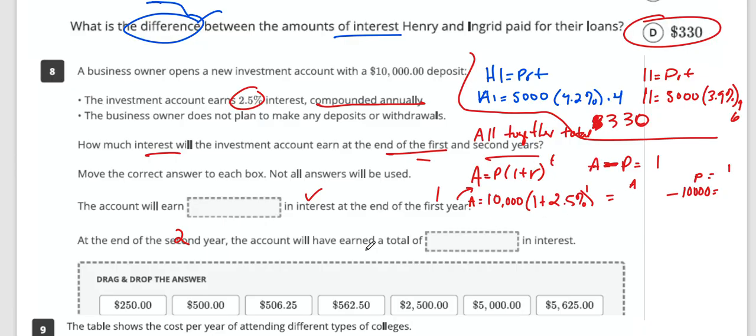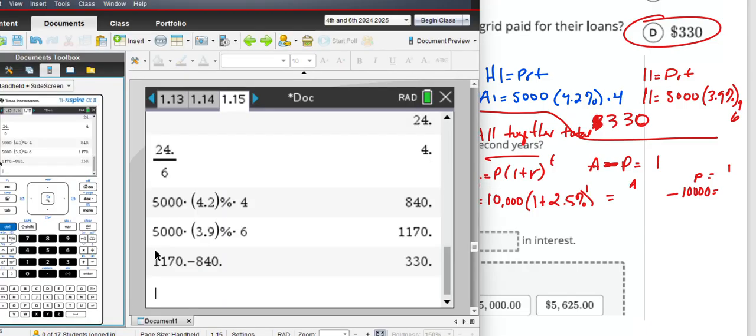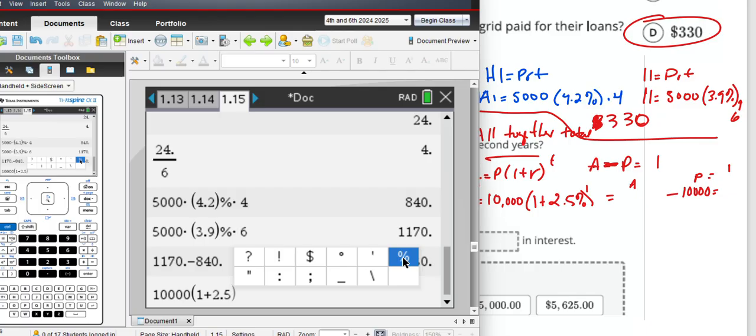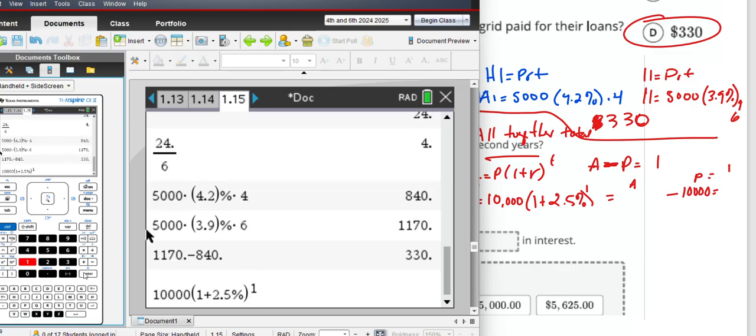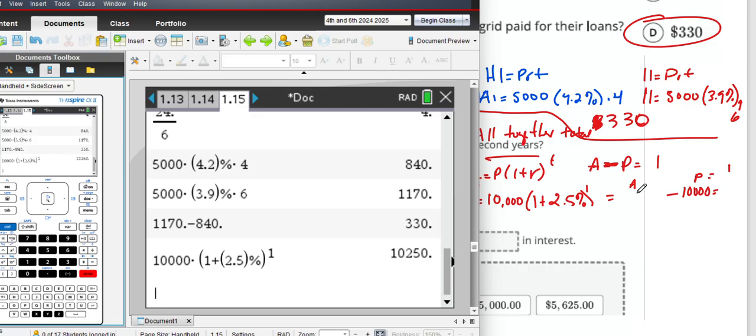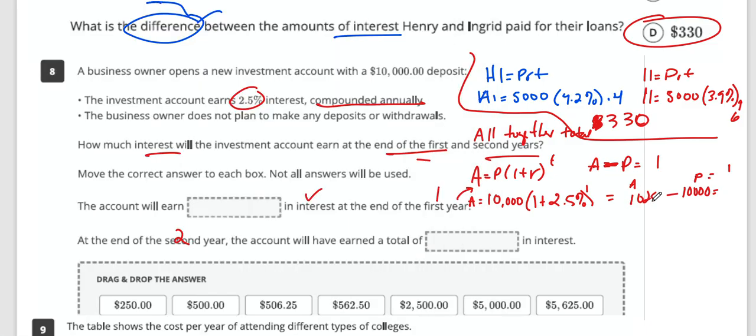So let me come back over here, get the calculator, and okay, there it is. I can see it all. 10,000, parentheses, 1 plus 2.5% raised to the 1 year. Yeah, that'll work. So I get 10,250. And minus 10,000, you can do that work in your head. That's 250. So 250 goes right here. That's at the end of 1 year.